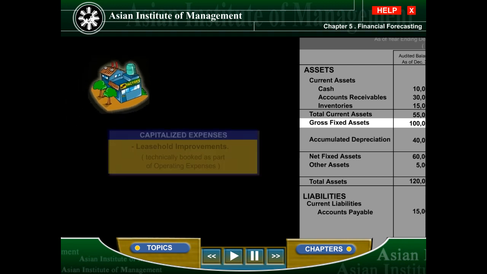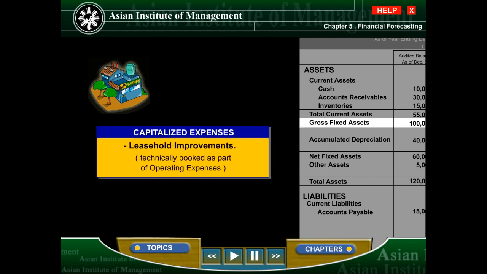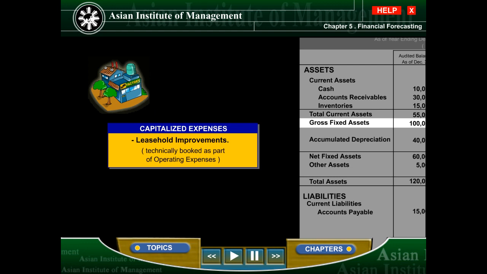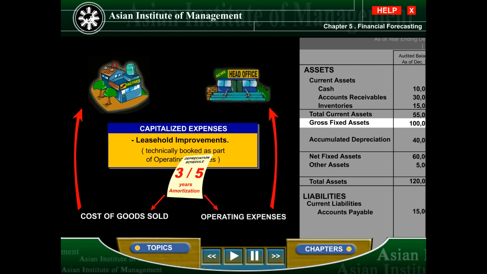Gross fixed assets may contain capitalized expenses, such as leasehold improvements, which can technically be booked outright as a part of operating expenses, e.g., repairs, maintenance, and improvements. However, the peso value or total cost of leasehold improvements may be very large. Since these leasehold improvements will serve the enterprise for a long time, they can be recorded as long-lived assets that will be amortized or depreciated over 3 or 5 years. This yearly amortization of leasehold improvements is expensed and made a part of either cost of sales, if connected to the factory, or operating expenses, if connected to head office operations.